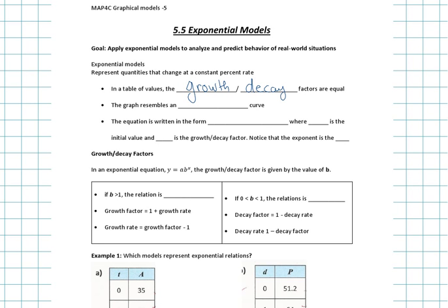The graph resembles an exponential curve. So it's going to look like this, where it's flat on one side and then increasing fast, or it's going to look like this, where it's decreasing fast and then flat out.